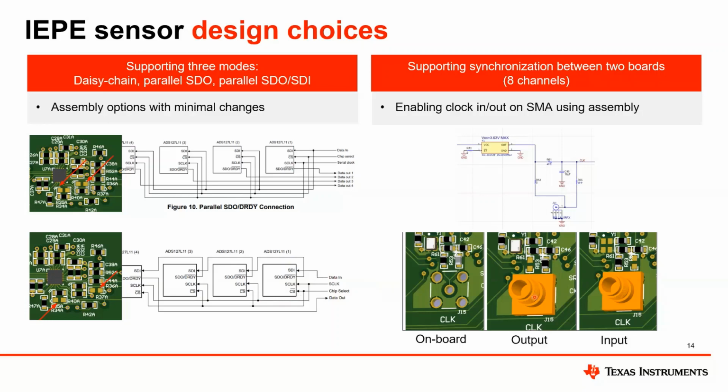The same for the clocking. We have assembly options allowing us to synchronize 2 boards. So if you want to have more than 4 channels, let's say 6 or 8 channels, by using 2 boards, you can generate the clock on one of the boards and use the clock on the other board, which then wouldn't have a crystal oscillator.